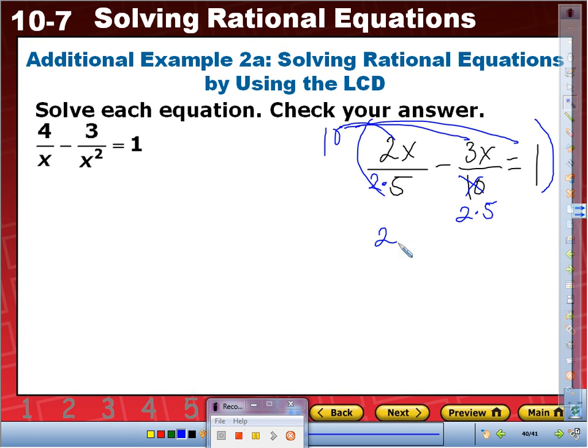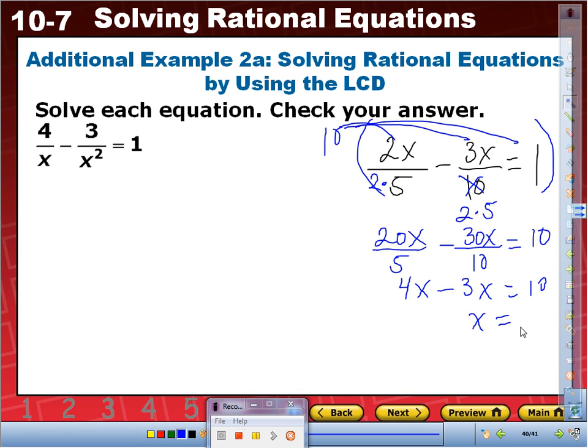Then that gives us 20x. The denominator stays the same. Minus 30x. The denominator stays the same, which is 10. Equals 10 times 1 is 10. Simplify this. This gives us 4x minus 3x equals 10. And so on and so forth. We got x equals 10.